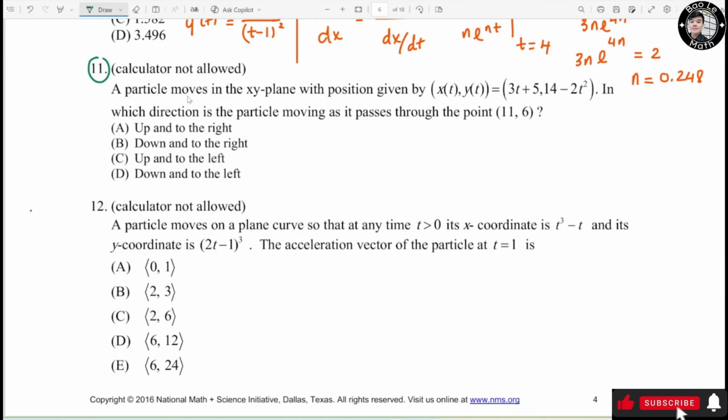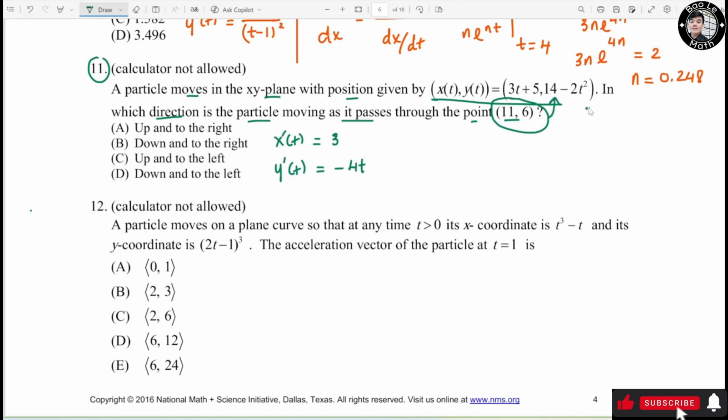A particle moves in the xy plane with position given by this guy. In which direction is the particle moving as it passes through the point 11, 6? Now, in order to find the direction the particle is moving, we need to find the first derivative, which is velocity, right? So we have s prime of t equals 3, right? Y prime of t equals negative 4t, right? Now we need to solve for t given this coordinate point, right? Substitute this guy over here to solve for t, right?